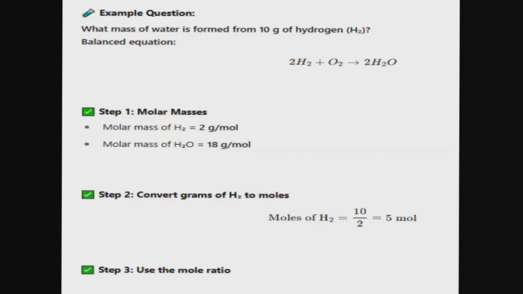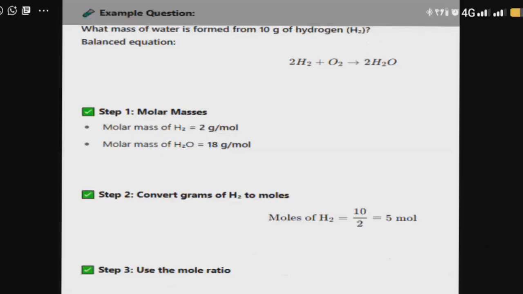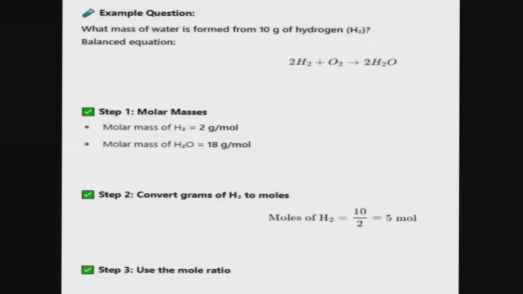Then our question here is, what mass of water is formed from 10 grams of hydrogen? So first of all, we balance the equation. You have 2 moles of hydrogen, 1 mole of oxygen, and that gives us 2 moles of water. Then after balancing our equation, the next thing we need to do is find the molar mass. The molar mass of hydrogen is 2 grams per mole. The molar mass of water is 18 grams per mole.